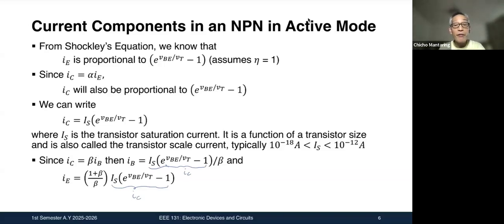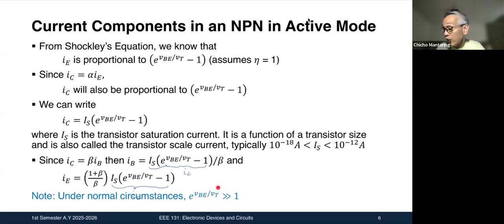Okay, so those are the different current components in an NPN in active mode, using the exponential model of your transistor, which is based on Shockley's equation. Now remember that under normal circumstances, e to the VBE over VT is very much greater than 1. And so what does that mean? That means that under normal circumstances, we can neglect this minus 1.